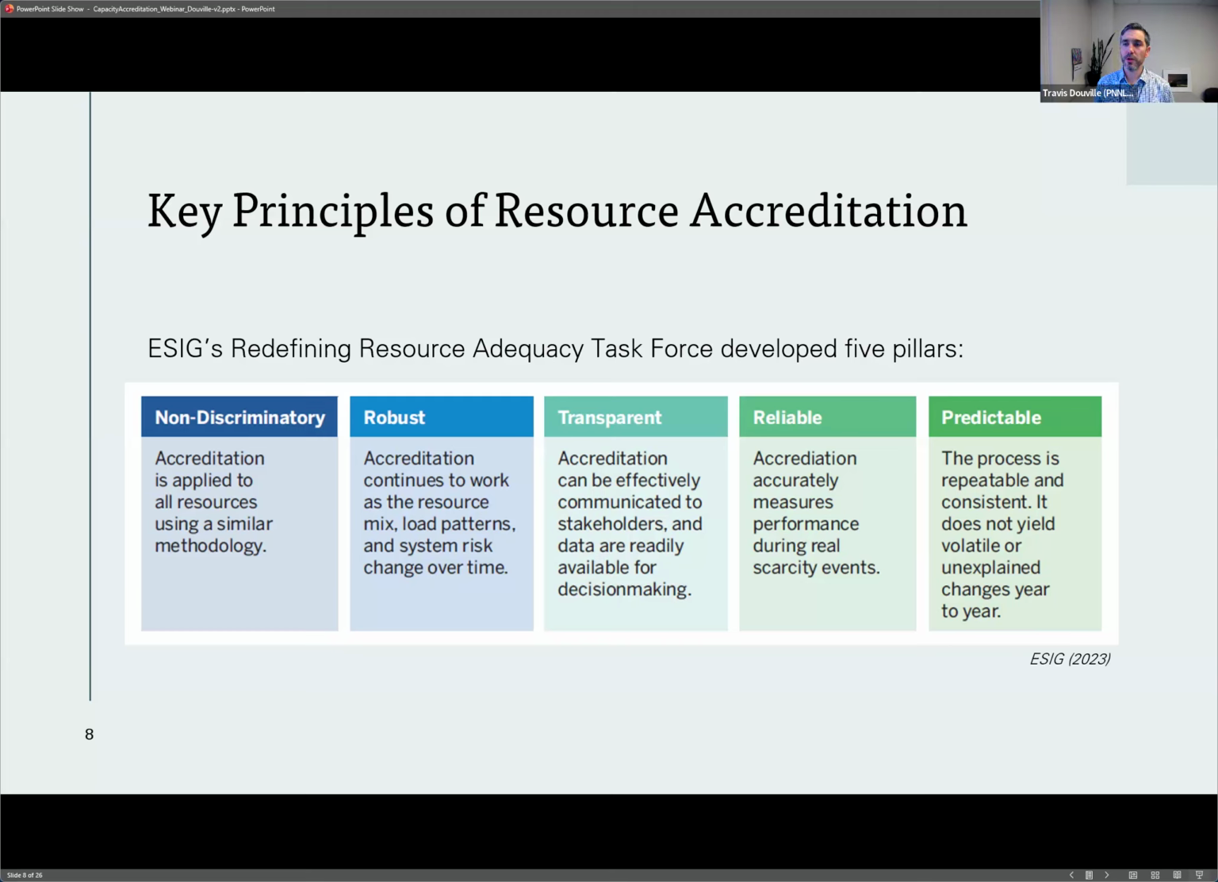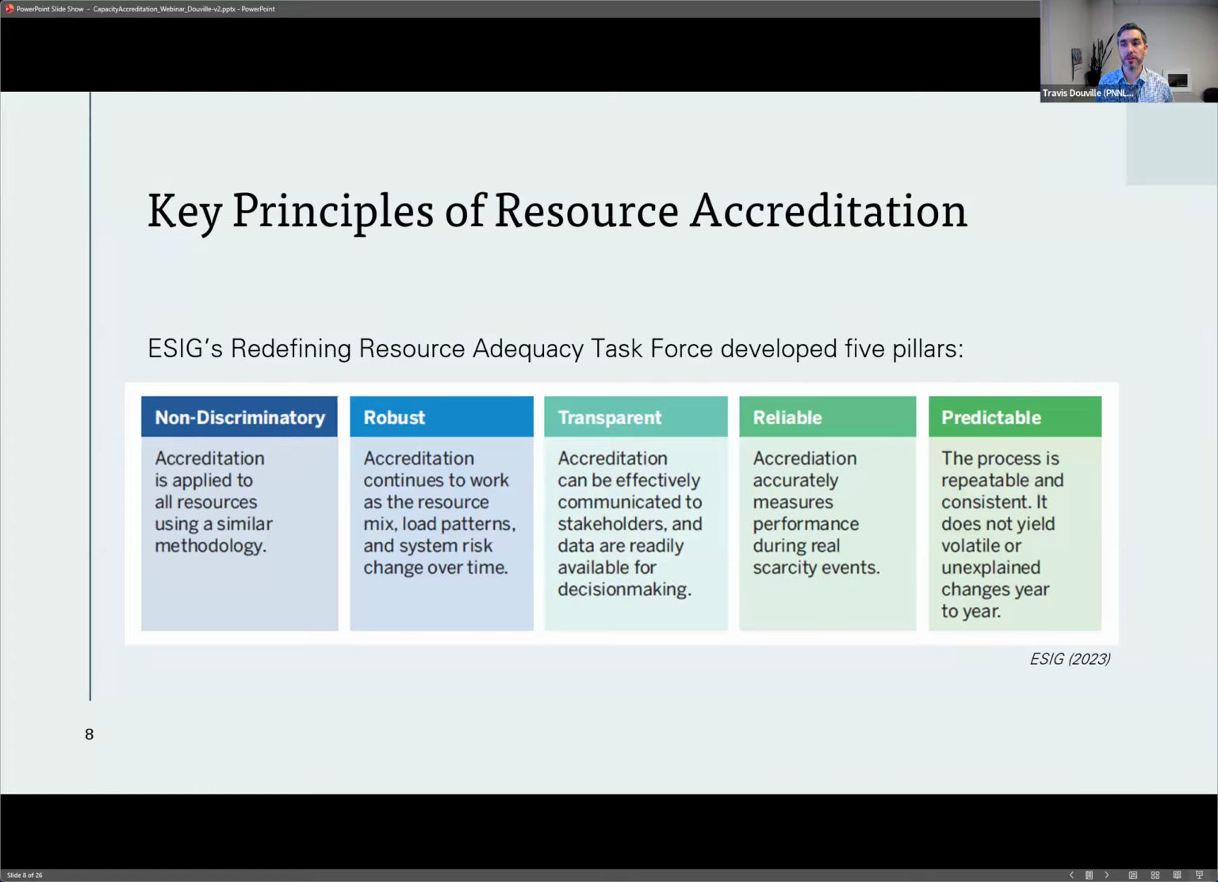In their 2023 work, ESIG outlined these key principles for resource accreditation. Because accreditation is so impactful as part of the resource adequacy process, these principles have been cited in state planning dockets. They're also, I would say, informed by state planning efforts, and they may be familiar to you, but they're helpful for us to keep in mind as we go forward today. Read from the left to the right.